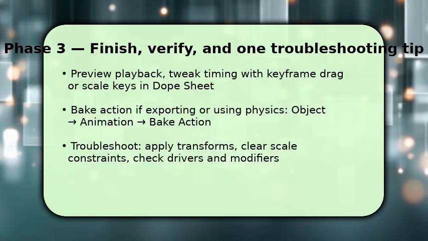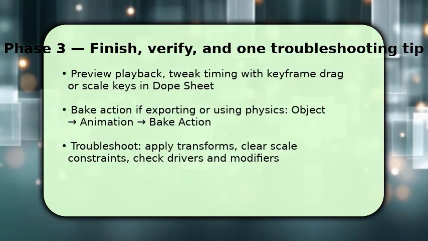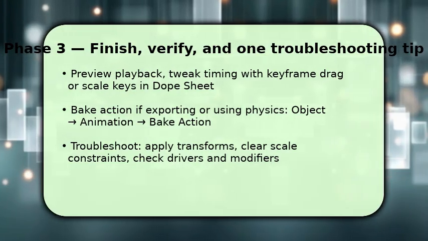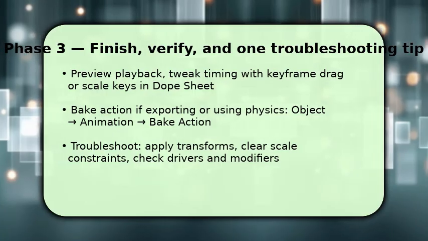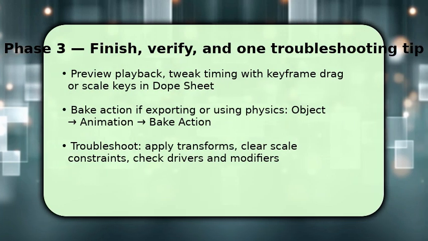If something looks wrong, make sure transforms are applied, clear any scale constraints or drivers, and disable modifiers that alter scale. These common issues cause mismatched curves. If problems persist, isolate the object in a new scene to debug.